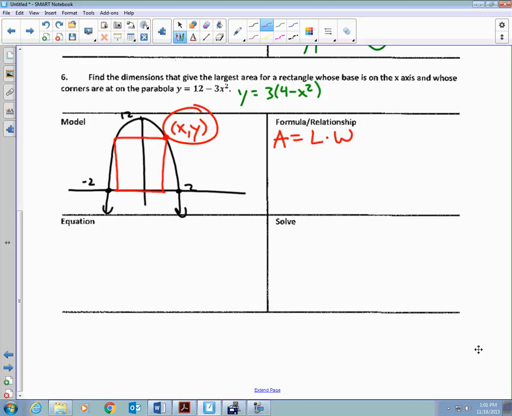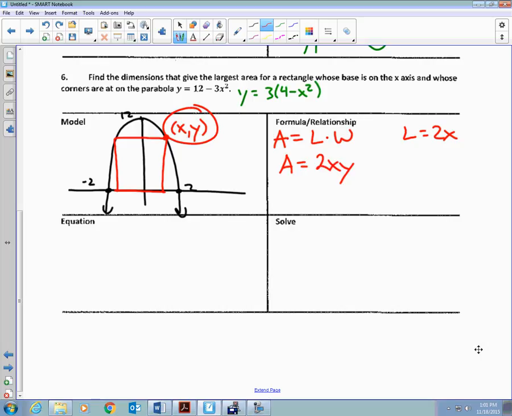X, right? From here to here is x. That's your x value, right? How far is it to get from here to here? X. So x plus x is 2x. Length is 2x. What's my width or my height? What's that other dimension? Y. Very good. Y. I'm glad you asked. 2x times y.